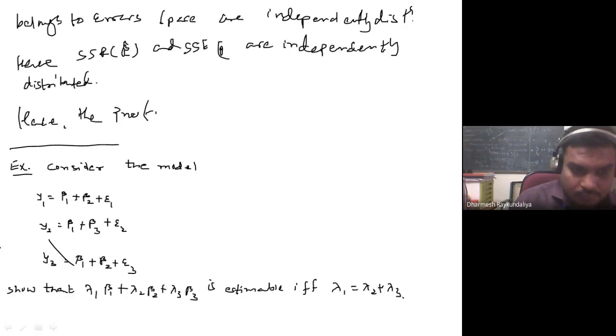Solution. Here you can see the first equation is beta 1 plus beta 2 plus epsilon 1. In the third also, beta 1 plus beta 2 plus epsilon 3. So here you can see that these all three are not independent. That means what will be the rank of x? There are three equations, but all three are not independent, so the rank will be 2. And that is how this condition arises.